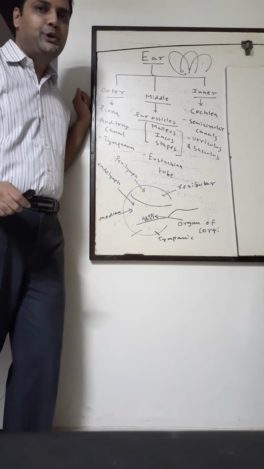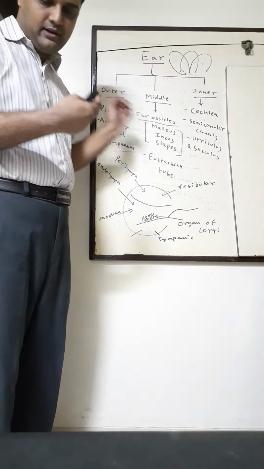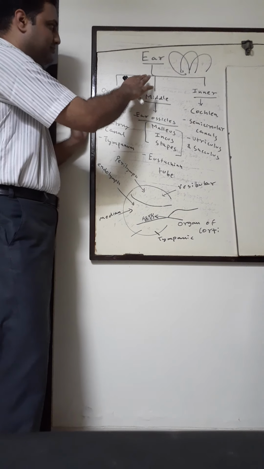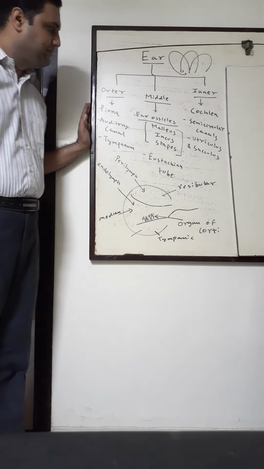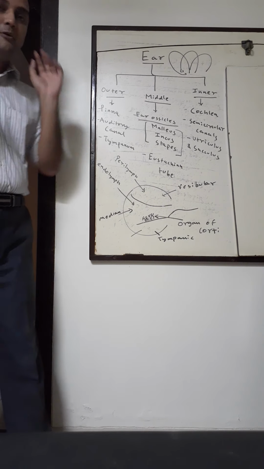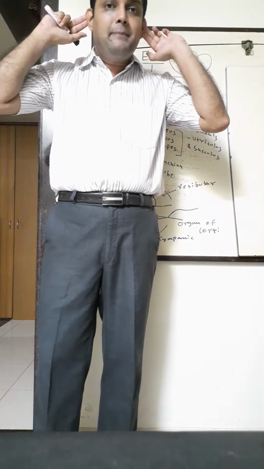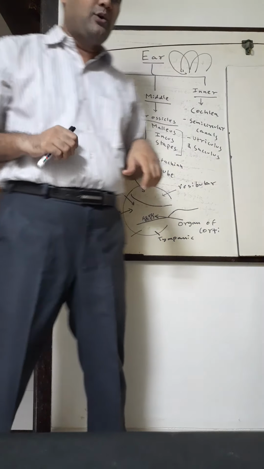Hello children, now we are going to do the chapter of the ear, or the parts of the ear. The ear has three parts: outer, middle and inner ear. The outer ear is made up of the pinna. You see this? This is called pinna or auricle. It collects the sound waves.